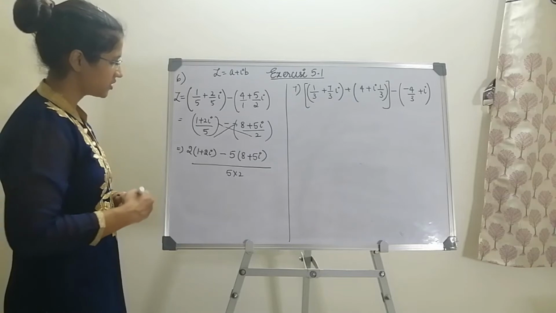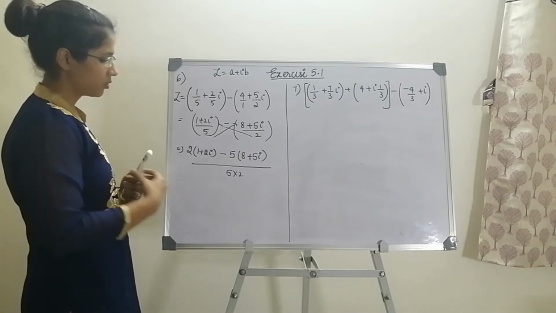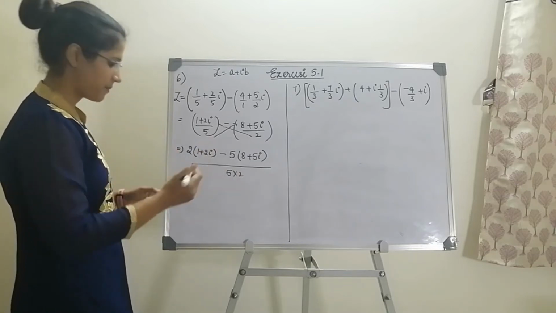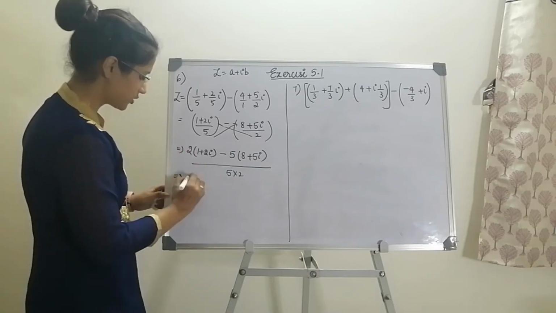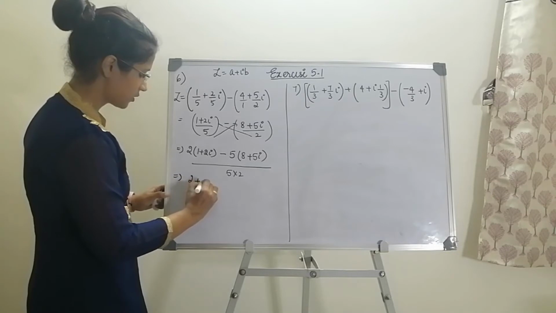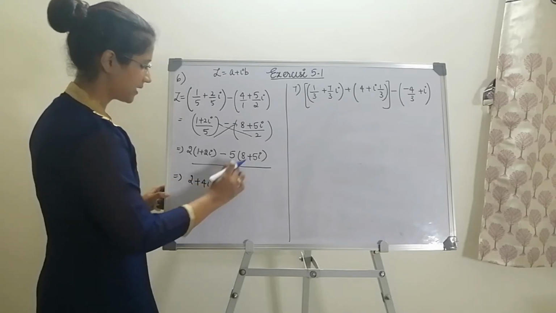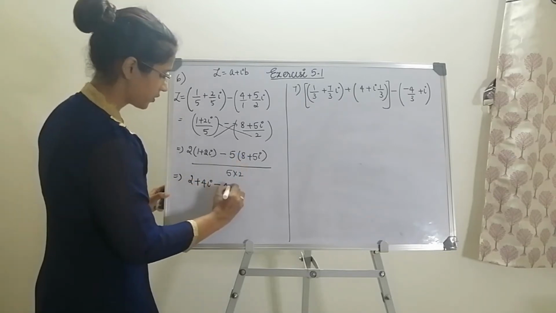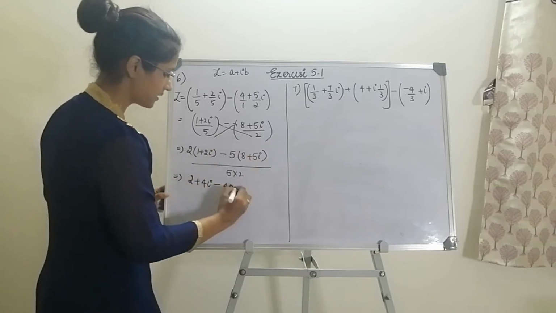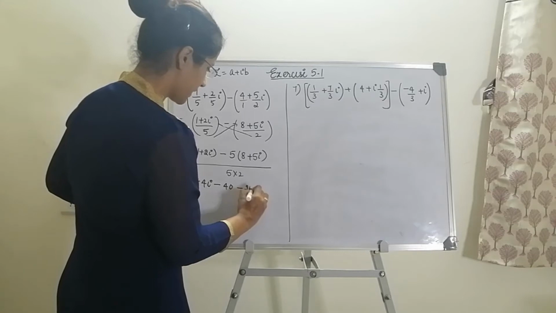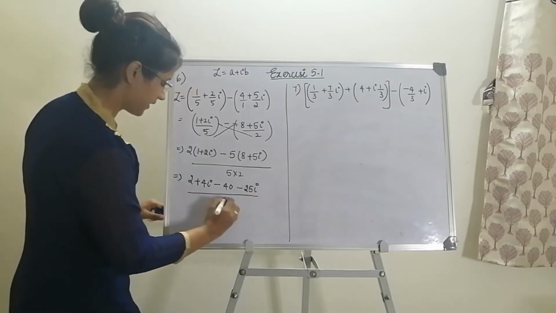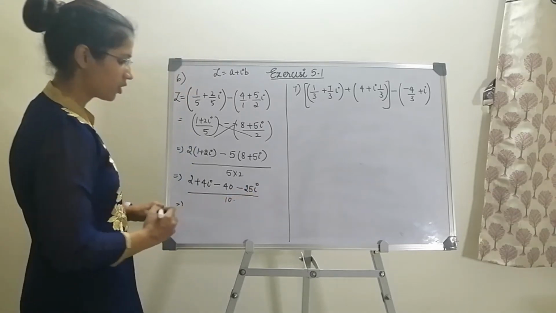So as of now, we will just continue with the problem. Now, I will start expanding the bracket. Now I will get this as 2 into 1 as 2 plus 4i minus 8 5s are 40, minus of plus will become minus into plus will become minus 25i divided by 10.